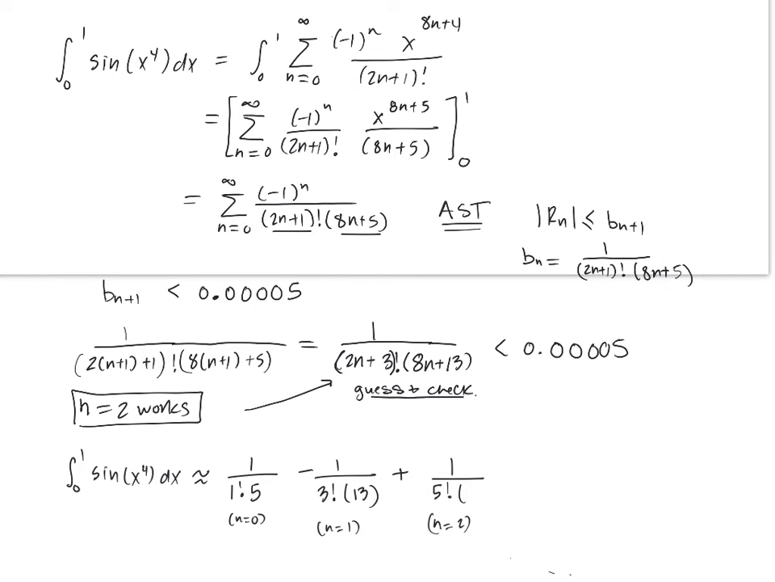Times 21. And that's about equal to 0.1875763. Out to that many decimal places.